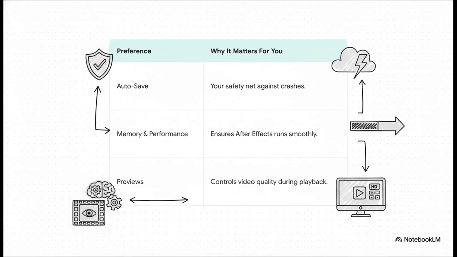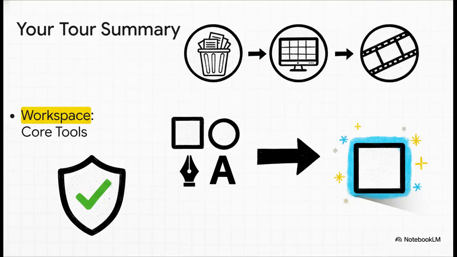First, and this is totally non-negotiable, turn on autosave. This will be your safety net. It's going to save you from that heartbreak of losing hours of work when the program crashes. Trust me. Second, check your memory and performance settings. Just make sure you're giving After Effects enough juice to run smoothly. And finally, just take a quick look at the preview settings. This is where you can find the right balance between how smooth the playback is and how good it looks while you're working.